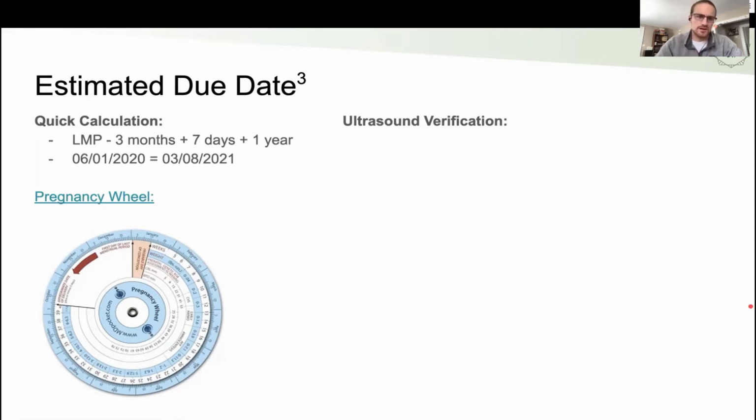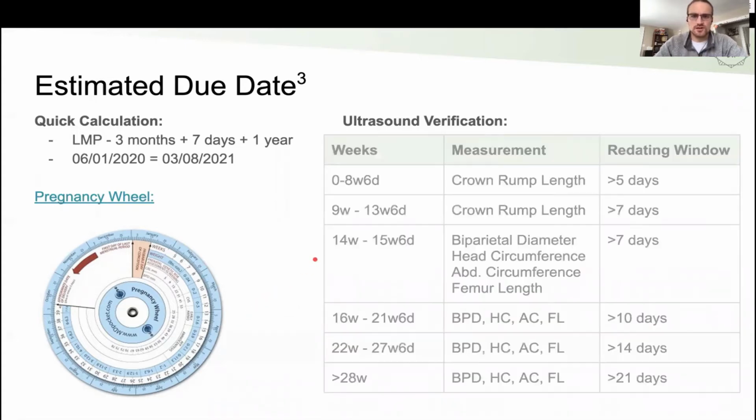You can also use a pregnancy wheel. This is an example right here of what one of those looks like. Often you'll find those on labor and delivery floors. You can also look them up on MD Calc or on any website. And then when you're doing the estimated due date, you really want to confirm with ultrasound.